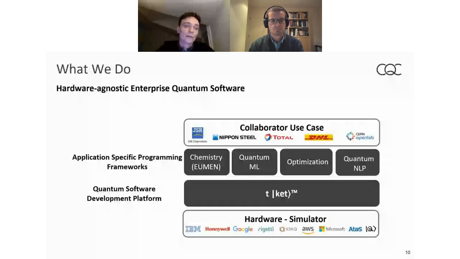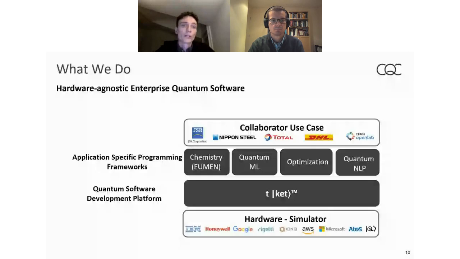Something else that we do is that we also collaborate with end users and corporates to work towards quantum advantage for their particular use cases that we then develop within these frameworks. So we've announced several, such as working with JSR Corporation and Nippon Steel.